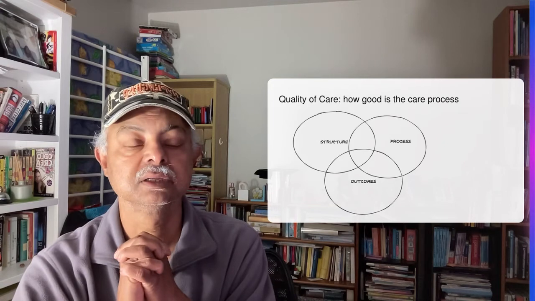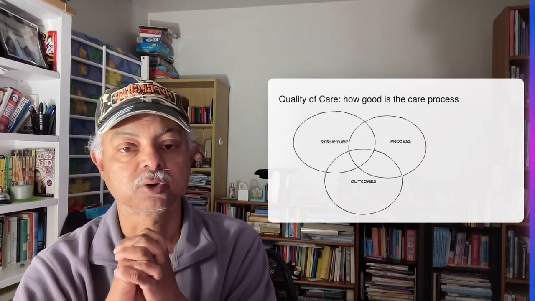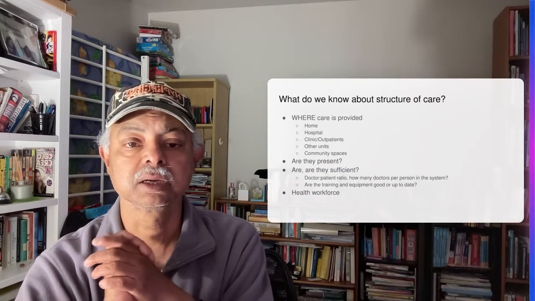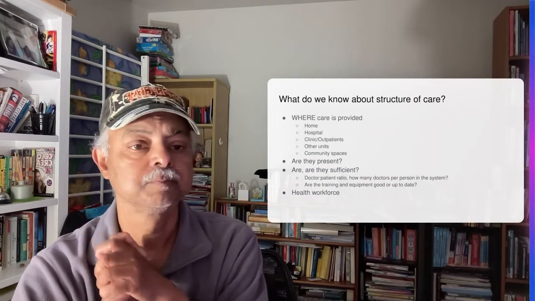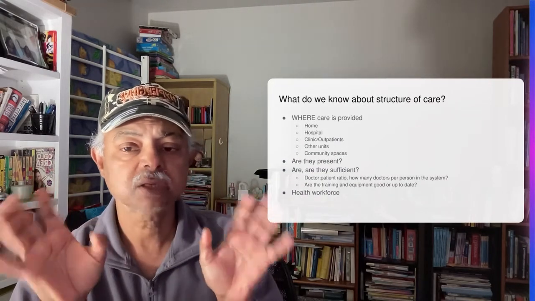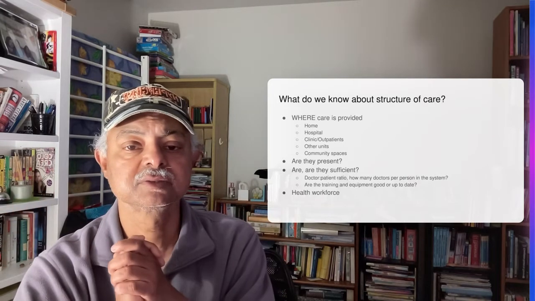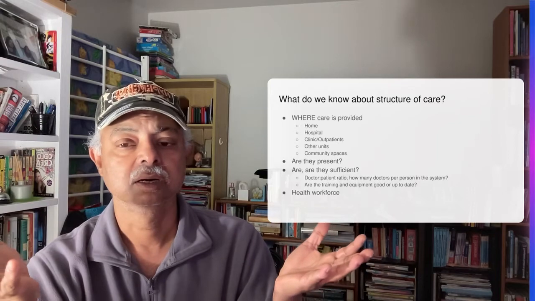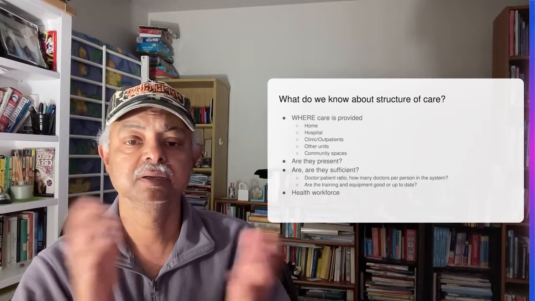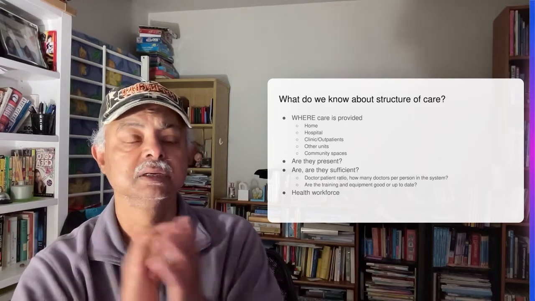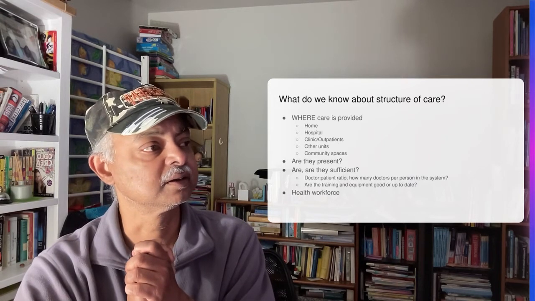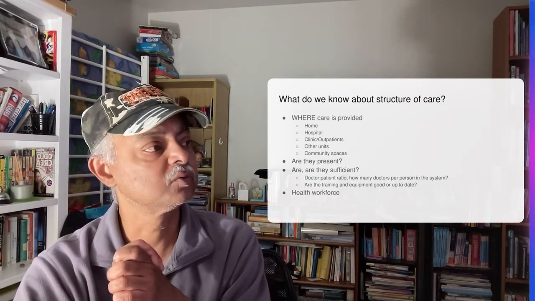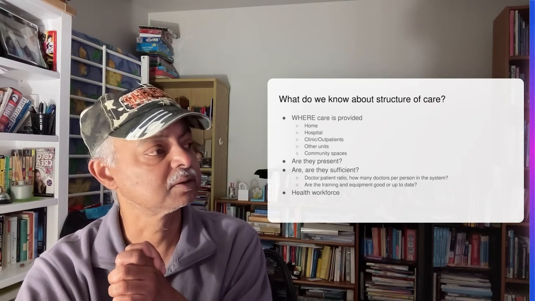So these things will decide the quality of care for us. So let's go and talk a little bit about the structure of care. Now, when we say structure of care, the first consideration is, where is care provided? Is it provided in the home setting? Is it provided in the community? Is it provided in the hospital? Is it provided in the clinic and outcomes setting? These are all things that we need to consider in terms of where the structure of care is provided.